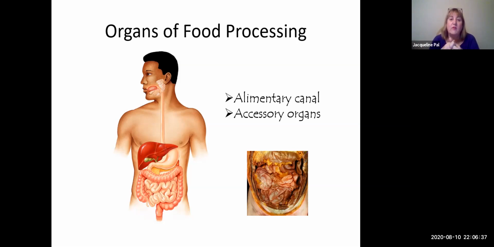The second group of organs are the accessory organs. These are solid organs, not tubular structures, that have ducts and openings that have those organ secretions enter into the alimentary canal to help with the digestion of the food that you eat.